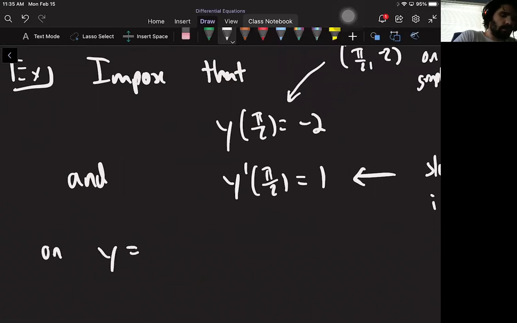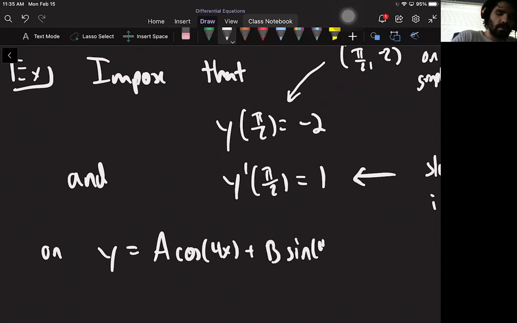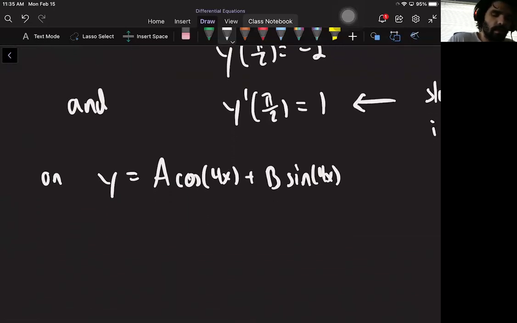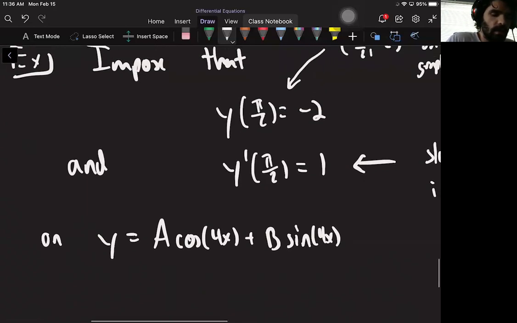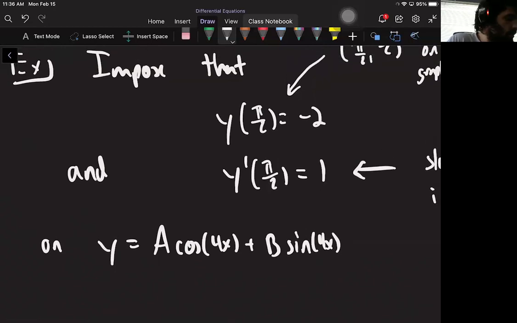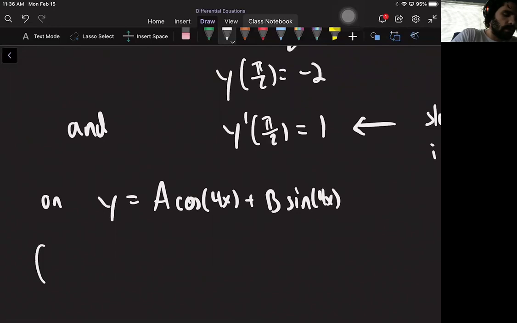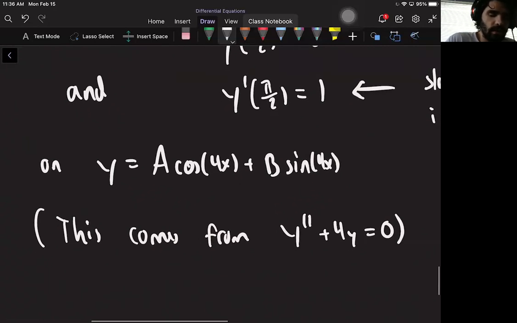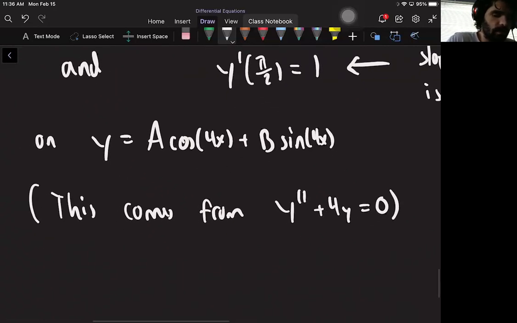Okay, so we're going to impose these conditions on y equals a cosine of 4x plus b sine of 4x. So the idea would be like we already solved some differential equation. And this was the solution we got, and it had 2 parameters. And now we're doing an initial value problem. So we're imposing conditions. Okay, so I'll just say which DE it comes from: y double prime plus 4y equals 0. So we don't know how to solve a differential equation like that, but we do know how to check. So you could check that this is a solution, a 2-parameter family of solutions, and it is.